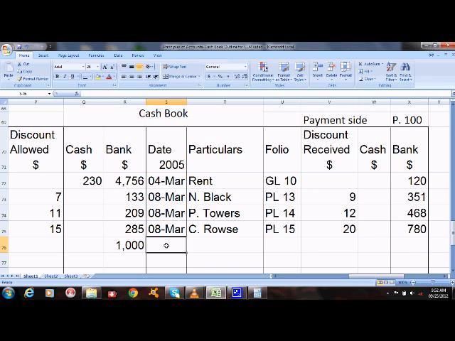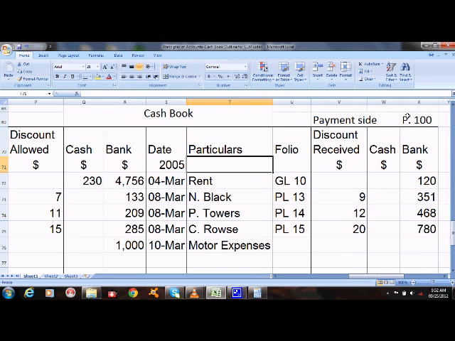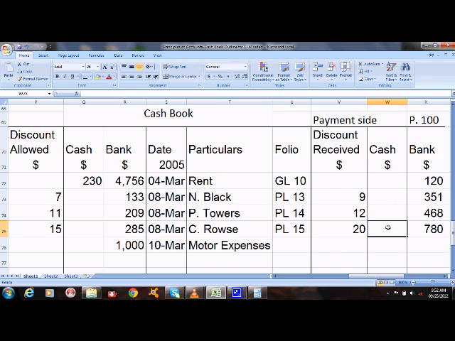So therefore write March 10, motor expenses, and the question is, how much is the amount again, friends? The amount is $44. Alright, moving on to March 12 now. On March 12, H. Hankins paid his account of $75 by check.